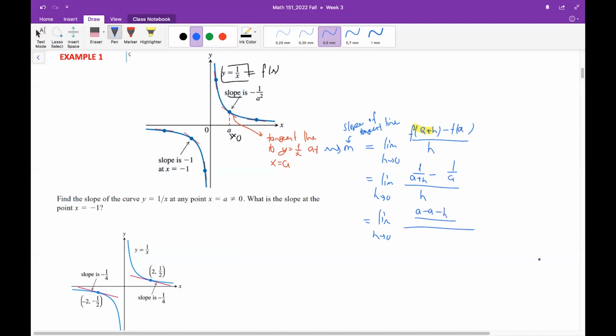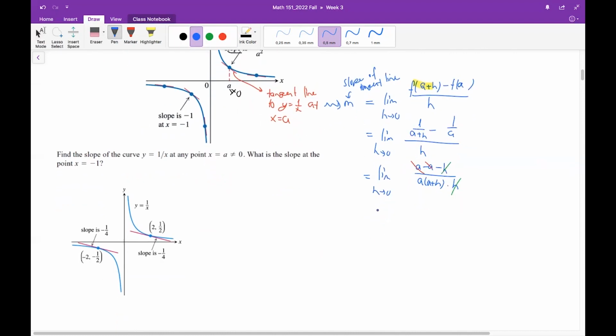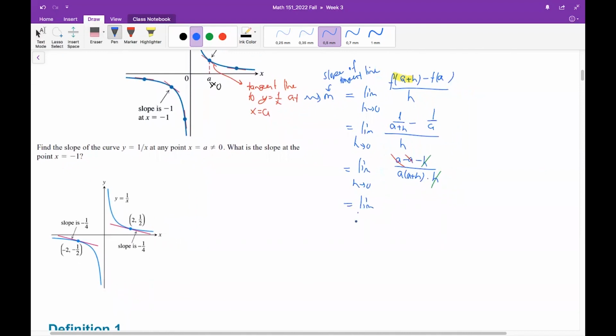What you have at the denominator now is this common denominator: a times a plus h, times the h here. Now you start simplifying things. After you simplify the a's, then you are allowed to simplify the h's there. This means that the result for your limit is, let's see, what do we have at the numerator? Just minus 1. What do we have at the denominator? a times a plus h. We are sending h to 0. So what is the result then?